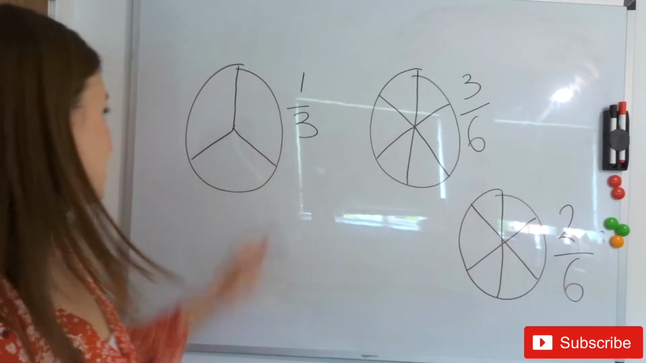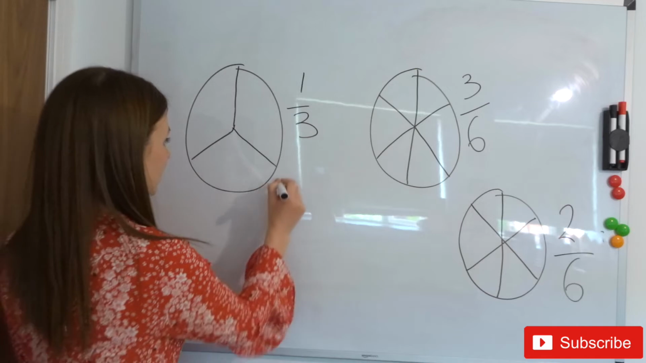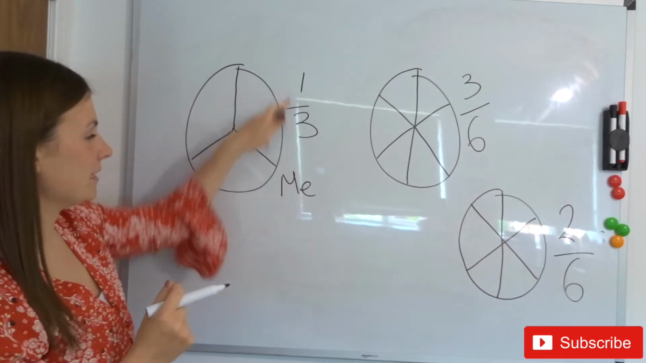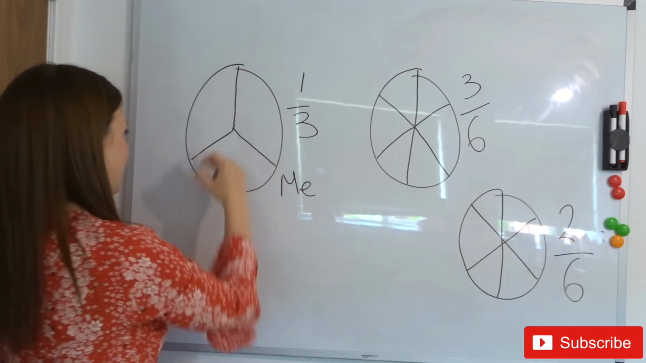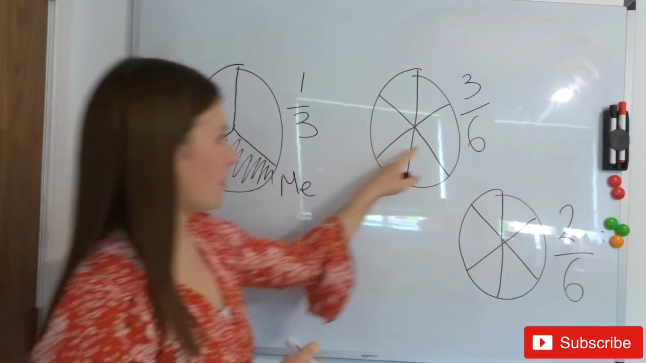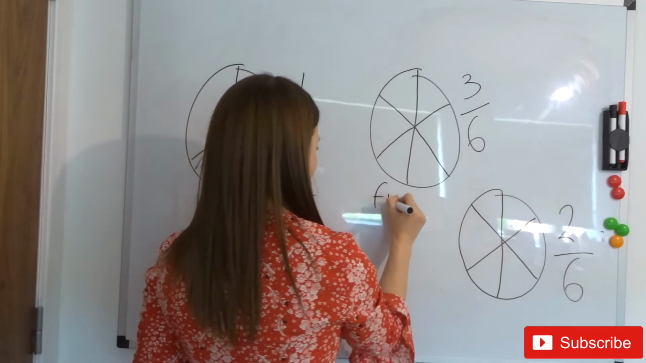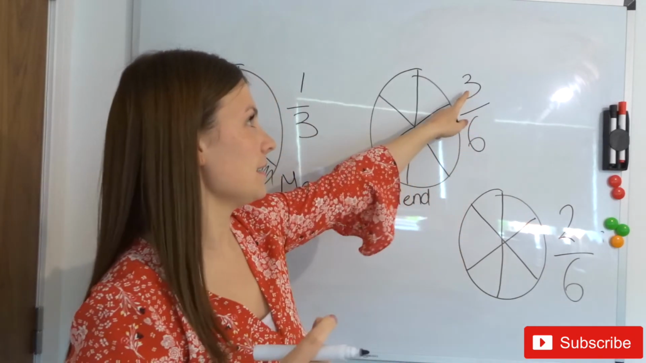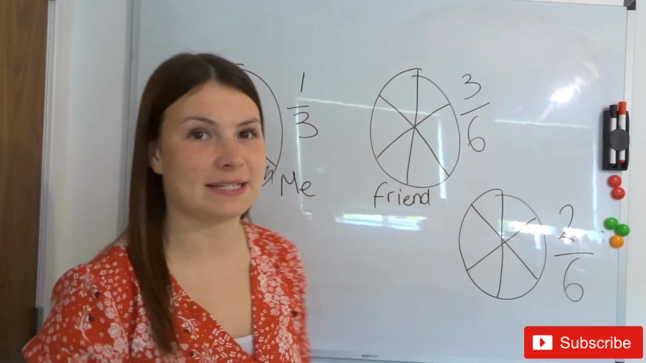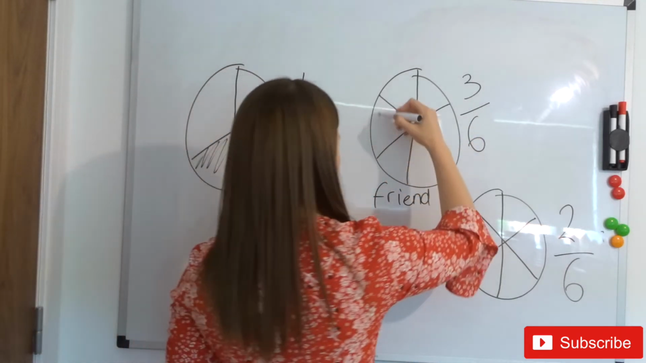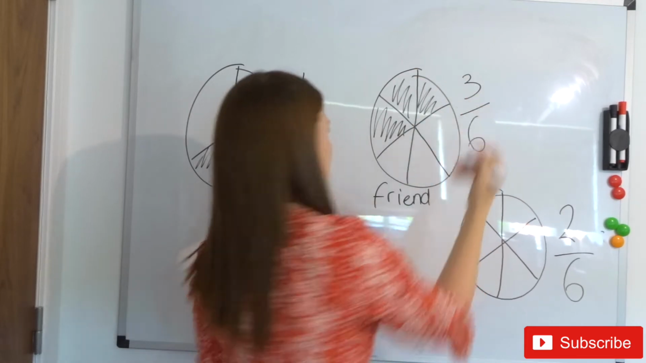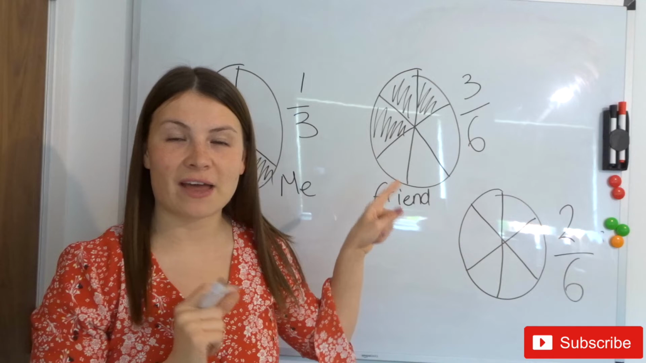Let's go through these then. So I have eaten, so this is me. I have eaten 1 piece of my 3 pieces. So I'm going to shade in this bit. And then my friend, so I'll put friend here. My friend has eaten 3 bits of her 6 pieces. So she's eaten 3 bits. 1, 2, 3. What do we notice about that fraction?